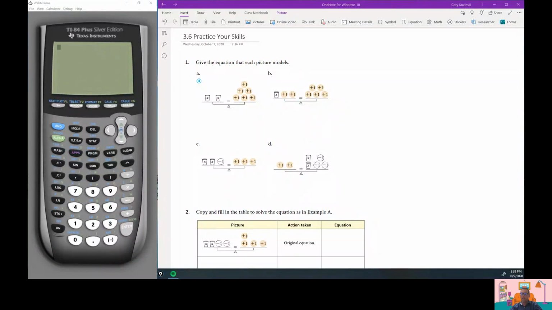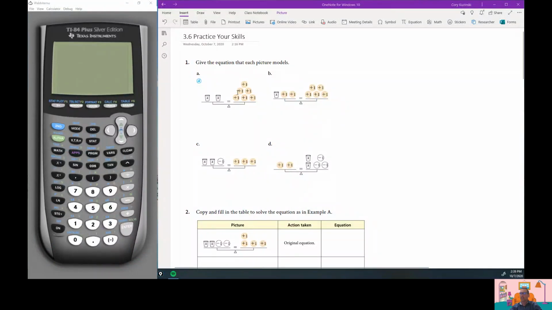We're going to go through the 3.6 practice your skills solutions, trying to cram one more thing here for myself into a very busy Wednesday. Let me share my screen. All right, here we go.